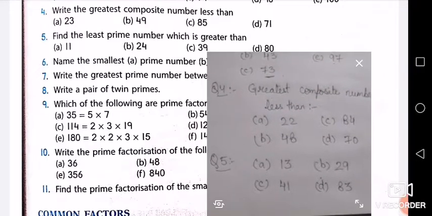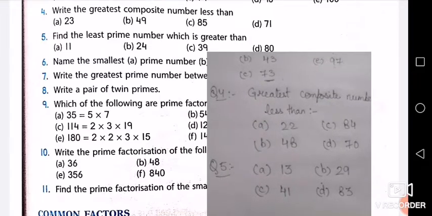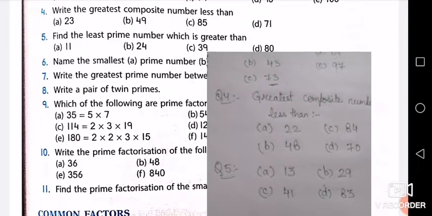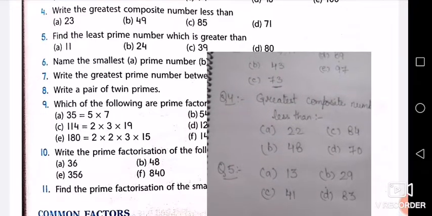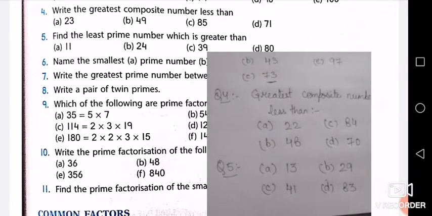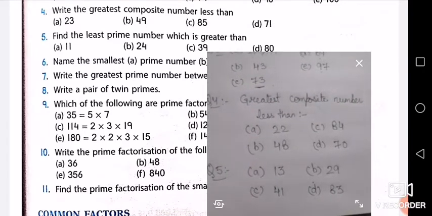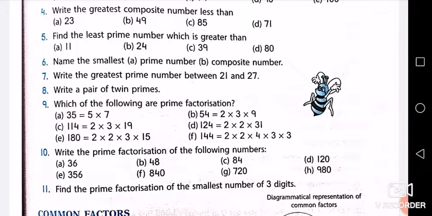Okay children. So most of the prime numbers end with 1, 3, 7 or 9. Most of the prime numbers end with 1, 3, 7 and 9. So always remember this key thing I am telling you, most of the prime numbers end with 1, 3, 7 and 9. So you can find out easily the prime numbers or the least prime number which is greater than the given number.